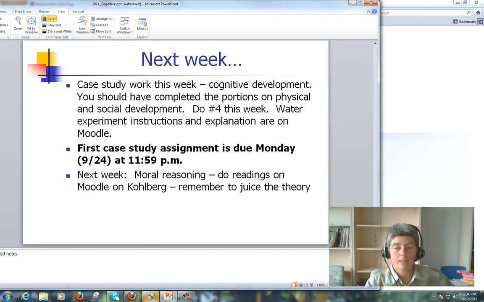Remember that the case study assignment is due on Monday, the 24th, and I made it 11:59 p.m. That's what you guys told me was helpful. And then in the following week, we'll be working on moral reasoning. So as you do the readings, remember to juice the theory. Squeeze everything you can out of it.